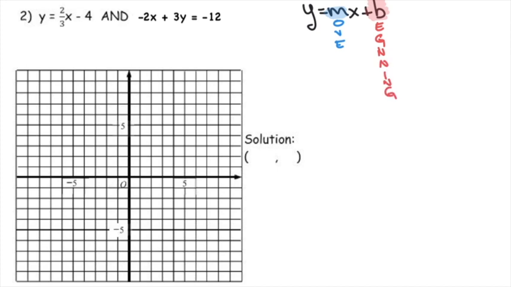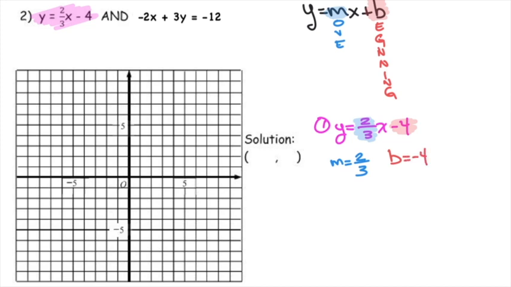Okay, so let's start with our first equation. y equals 2 over 3x minus 4. Okay, so here right away we can say that 2 over 3 is going to be our slope. So m equals 2 over 3. And we also can say that b is negative 4. So our beginning, b, equals negative 4.